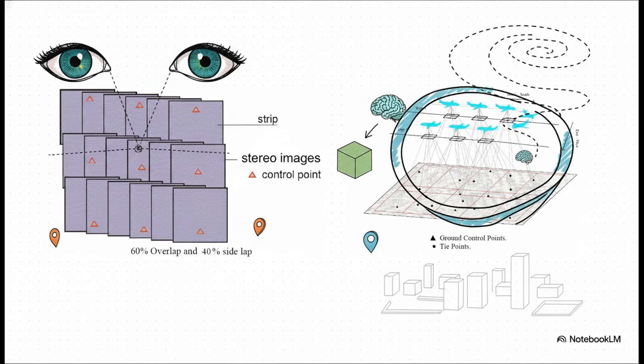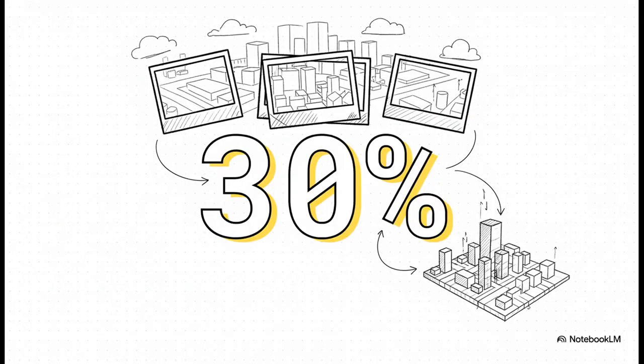A plane flies in these carefully planned overlapping paths, snapping pictures of the same spot from different angles. That's how it creates that 3D view. And get this, according to the actual patent for this technology, there's a magic number. For the whole system to work, the photos have to have at least a 30% overlap. That specific overlap is what gives the software enough information to accurately calculate all the depths and shapes on the ground.